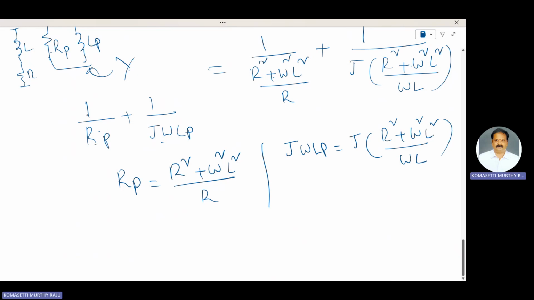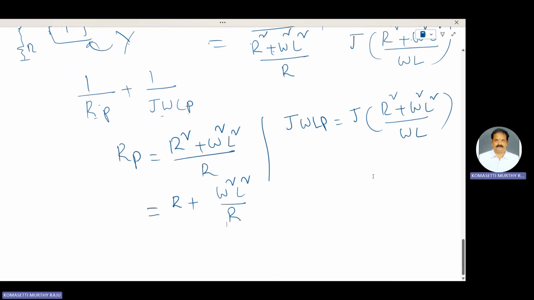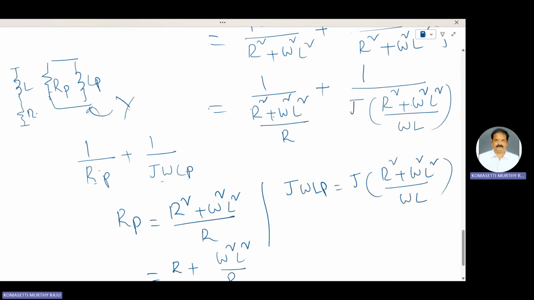Omega L is far greater than R. Therefore, RP is simplified to R square by R, which is R, plus omega square L square by R. Omega square L square by R, omega L, this is the low value.